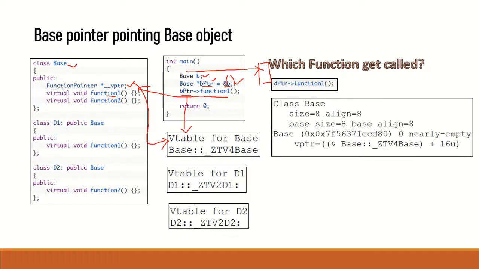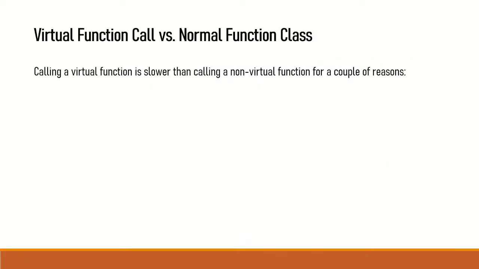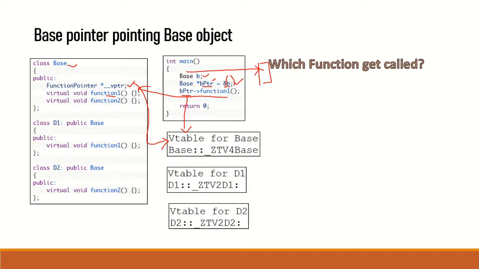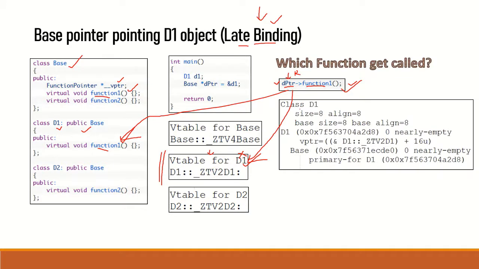Okay, so I hope you understand how we achieve late binding using the base class pointer and derived class object with the help of virtual function, virtual table, and virtual pointer.